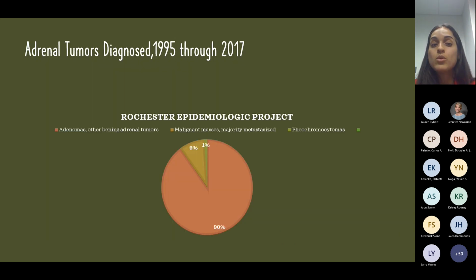And then when we are talking about adrenal tumors, the most common tumors that we're going to see are going to be benign tumors. This is a study from Mayo Clinic, the Rochester Epidemiology Project, that evaluated patients with adrenal tumors diagnosed from 1995 to 2017, and they found that 90% of these tumors were benign. 9% of these tumors were malignant masses, and the majority of these were metastatic lesions. And then 1% were pheochromocytomas.